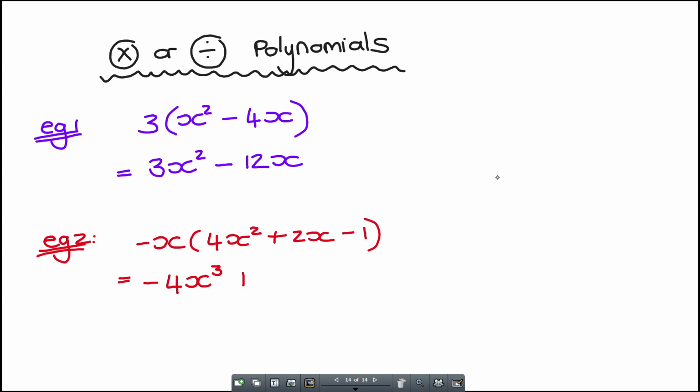Now, minus x times 2x will now become, oh, yes, sorry. Hold on. Minus 2x to the power of 2. Right, yeah. Yes, then it would have been minus 3x to the power 3. Yes, yeah. Okay, now minus x times minus 1 will become plus x. Okay, are we good? Does everyone understand?